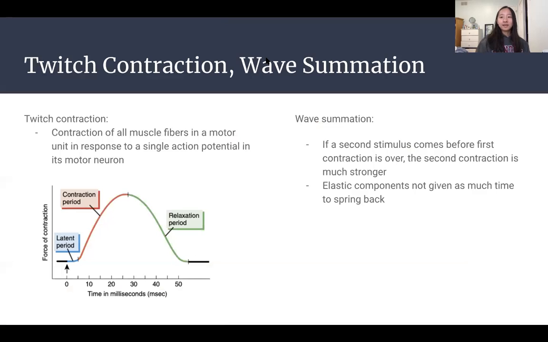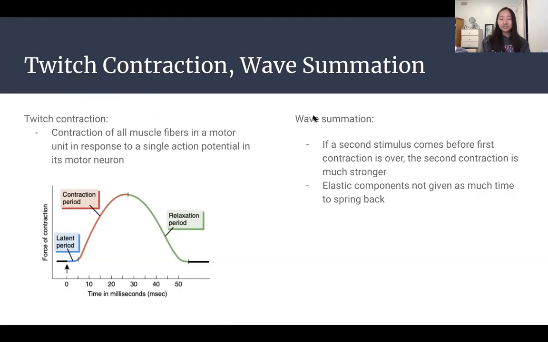Okay, last thing today before we go to the Kahoot. A twitch is a single muscle contraction. So a twitch contraction is basically the contraction of all muscle fibers in a motor unit when one signal arrives at the muscle cell. So all the muscle fibers in a single motor unit contract, and that's a twitch contraction, just one contraction. That's like if you flex your bicep really quickly and then let go.